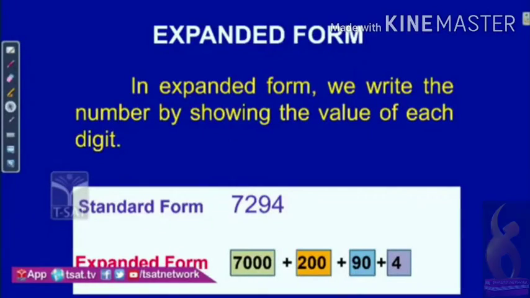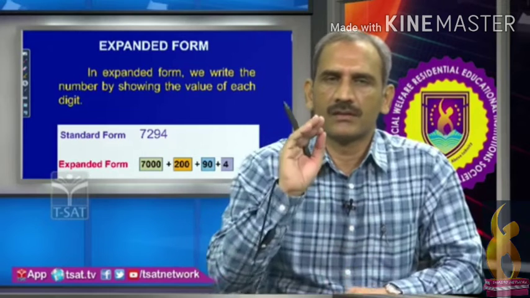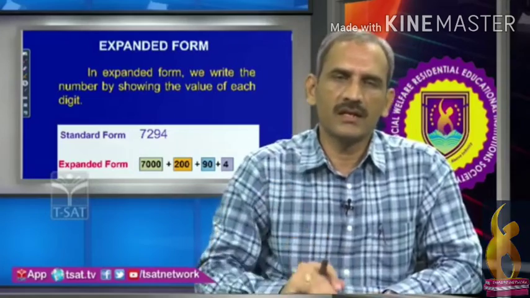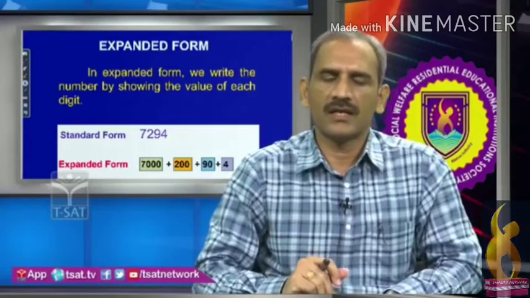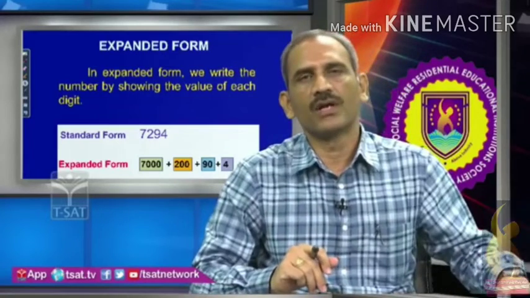You can see the number, it is 7,000, because 7 is in thousands place, 2 is in hundreds place, 9 is in tens place, and 4 is in ones place, right? So, if you write the expanded form for the given number, it is 7,000 plus 200 plus 90 plus 4. Like this, we write the expanded form for the given number.